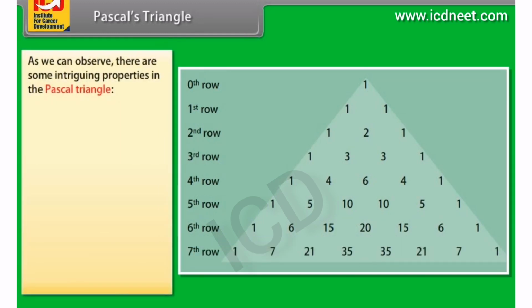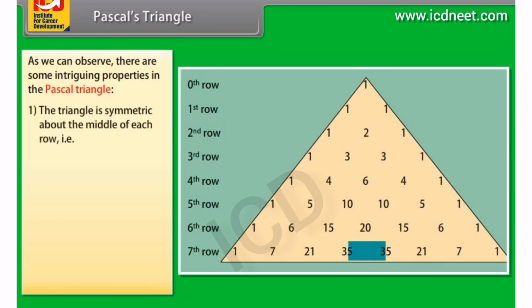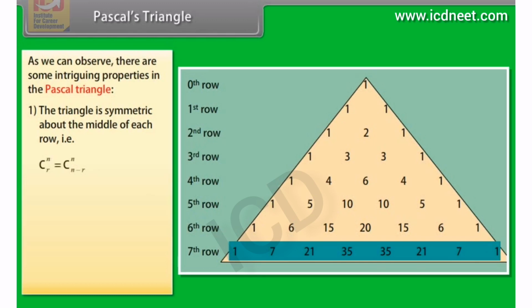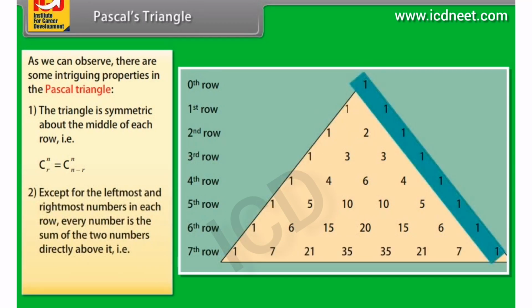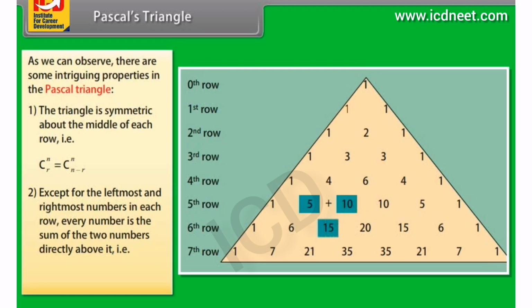As we can observe, there are some intriguing properties in the Pascal's triangle. The triangle is symmetric about the middle of each row, that is, nCr is equal to nC(n - r). Except for the leftmost and rightmost numbers in each row, every number is the sum of the two numbers directly above it. That is, nCr is equal to (n-1)C(r-1) plus (n-1)Cr.